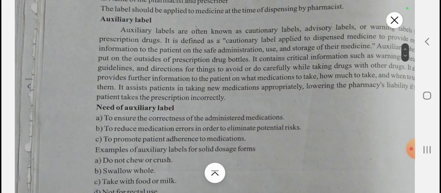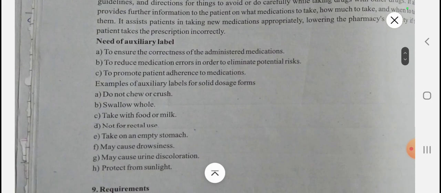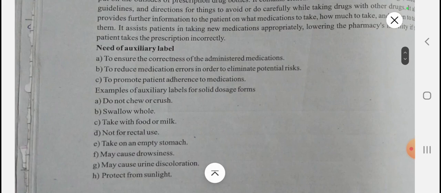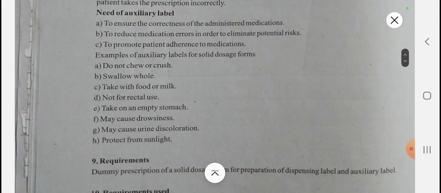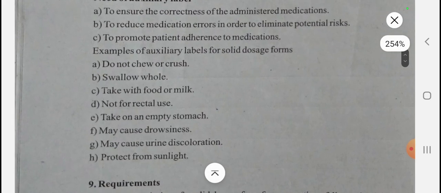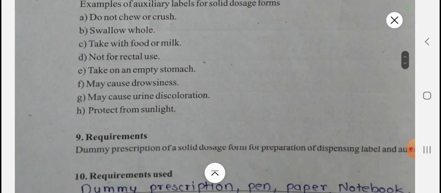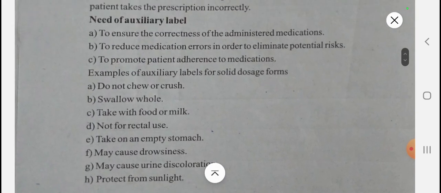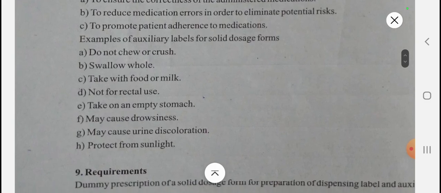Then what is the need of an auxiliary label? It is to ensure the correctness of the medications, to reduce medication errors, and to promote patient adherence to medication. So this is the need of the auxiliary label. Then the examples of auxiliary labels for solid dosage form: do not chew or crush, swallow whole, take with food or milk, not for rectal use, take on empty stomach, may cause drowsiness, may cause urine discoloration, protect from sunlight. These are the examples of auxiliary labels.